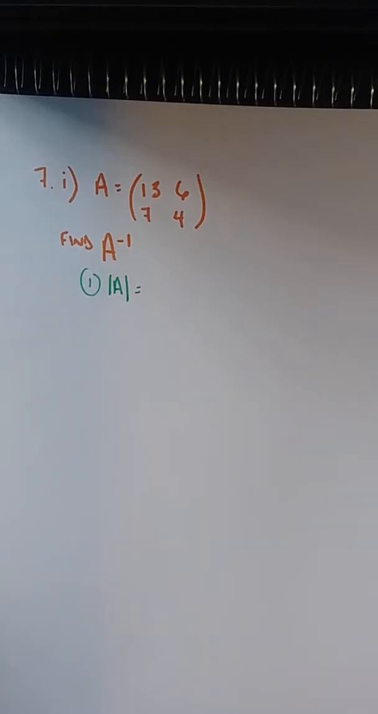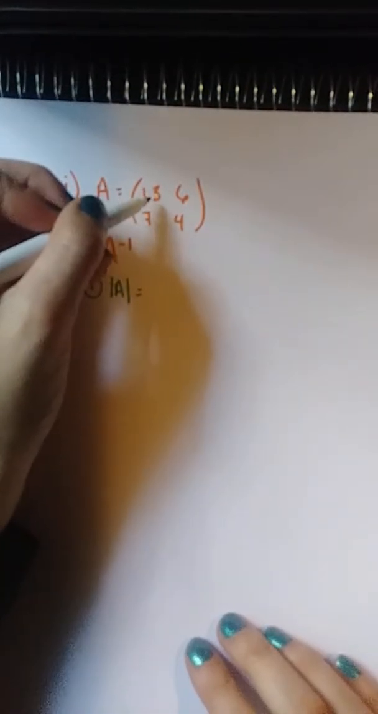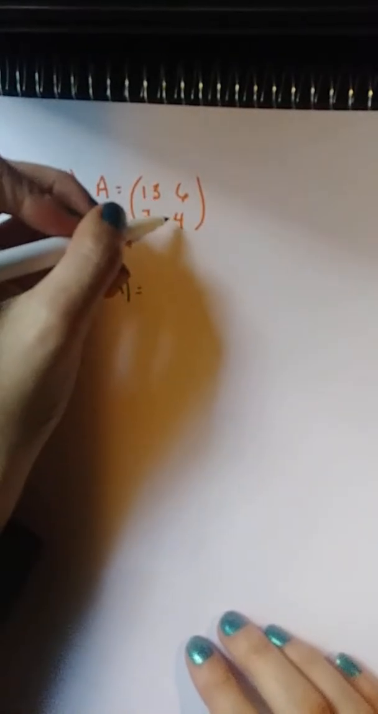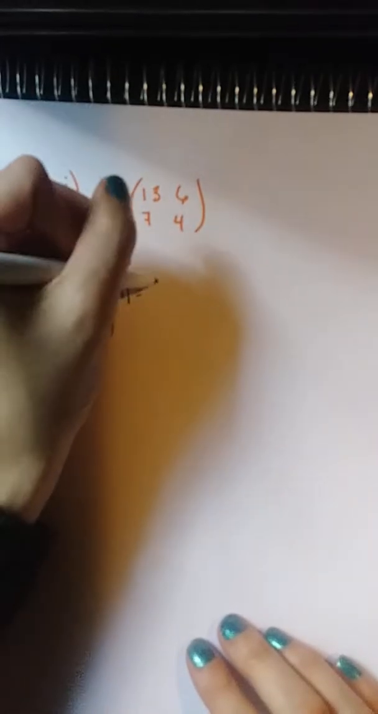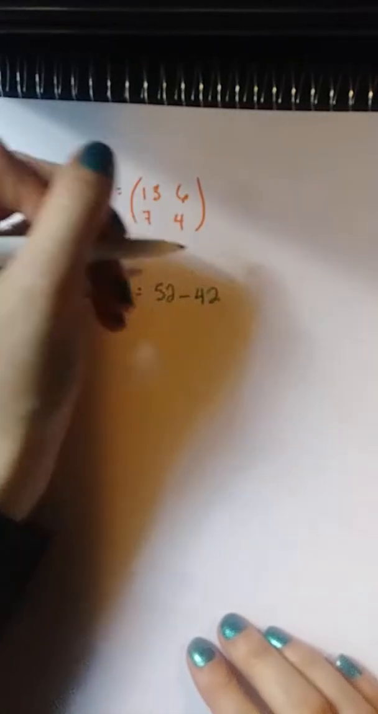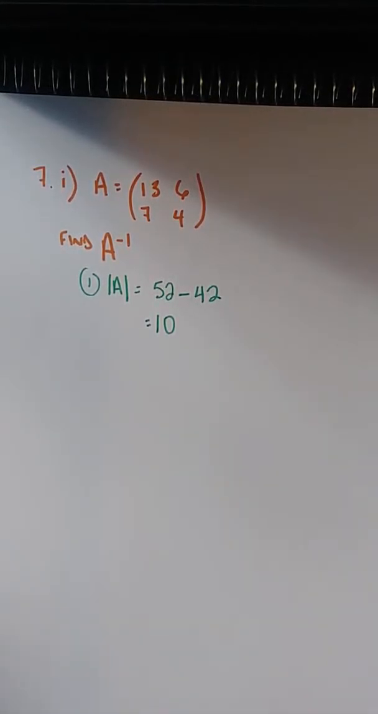And in order to find the determinant of A, we're going to have to take our leading diagonal and multiply them. So we're going to have to do 13 times 4. So 13 times 2 is going to be our 26. If we multiply that by 2, it's going to give us 52. So we have 52 minus our other diagonals multiplied, 7 times 6. 7 times 6 is 42. So when we subtract 52 minus 42, our determinant is going to be the number 10. So that's our first step.